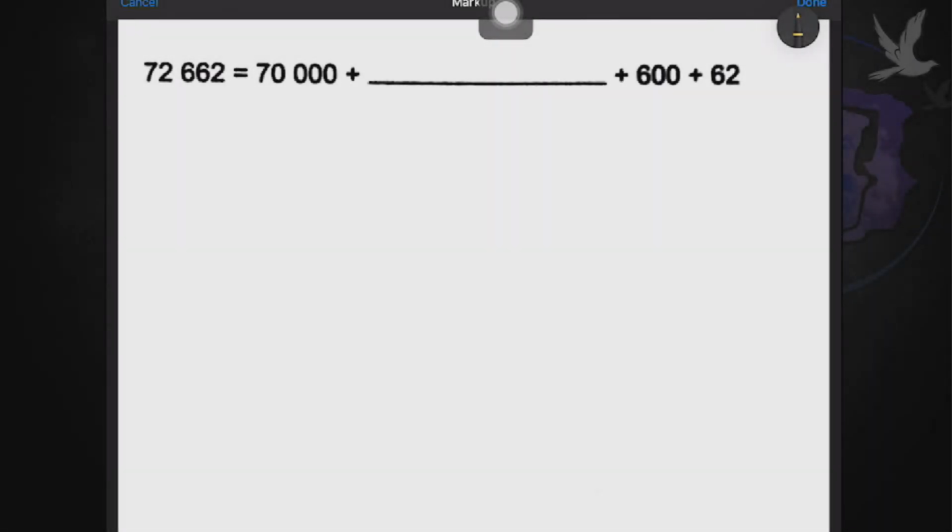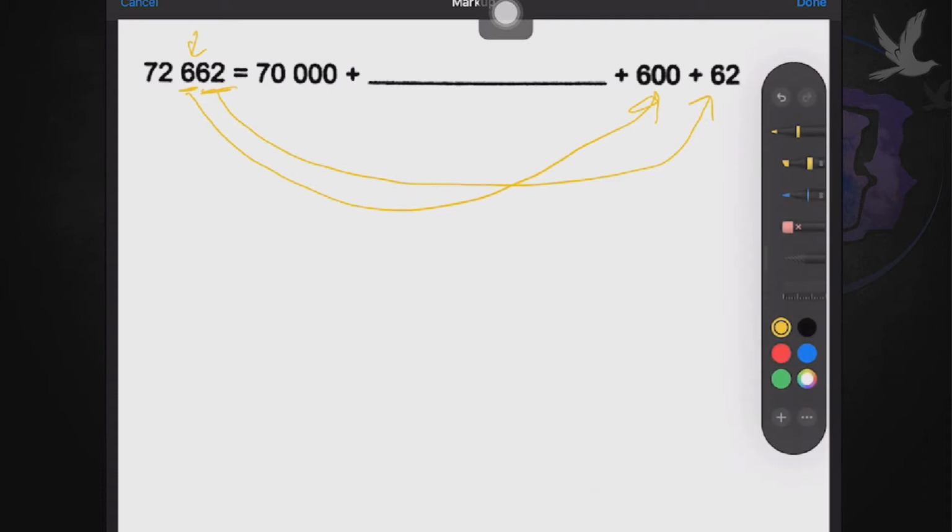So for this activity, all you have to do is just to break down the number. As you can see, we have 62 here, which represents this value over here. And this 6 over here represents the value over here. Since 6 is in the hundreds place, its value is equivalent to 600. And if you notice, we now have a blank value over here.